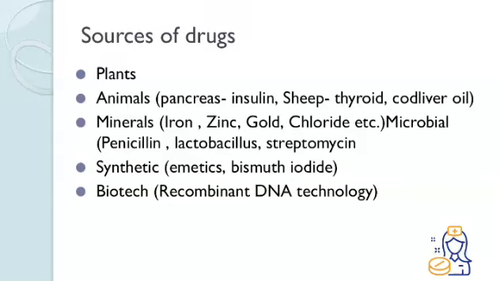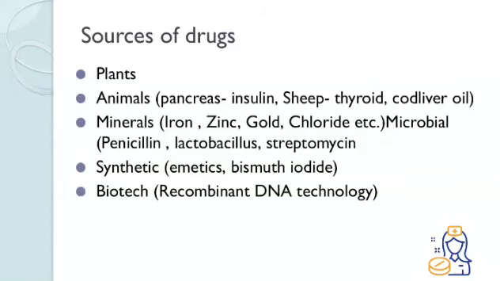Sources of drug. So where do we get drugs? You all know, if we go through the history of pharmacology, that Ayurveda played a very important role. Ayurveda is nothing but using plants as medicine. So the main source of drugs is plants, and the best example of plant medicine is the digitalis plant, where the flower is used for producing digoxin.